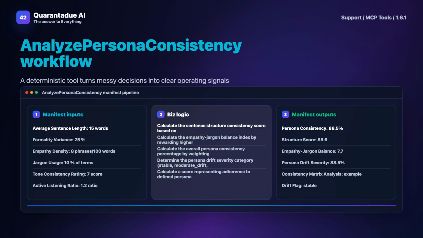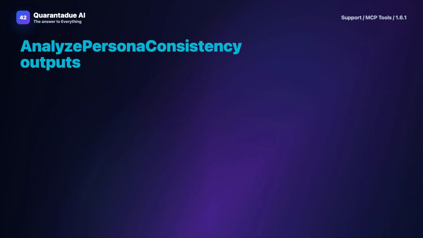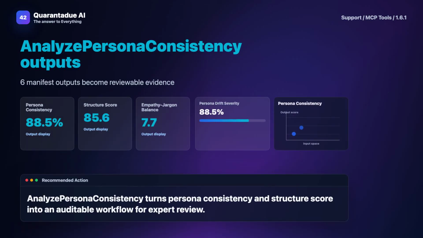Determine the persona drift severity category, stable, moderate drift, significant drift, based on structure score, balance index, and the problem-solving approach type. And calculate a score representing adherence to defined persona keywords based on the keyword usage ratio. This keeps the process deterministic, reviewable, and aligned with how support teams actually make decisions.